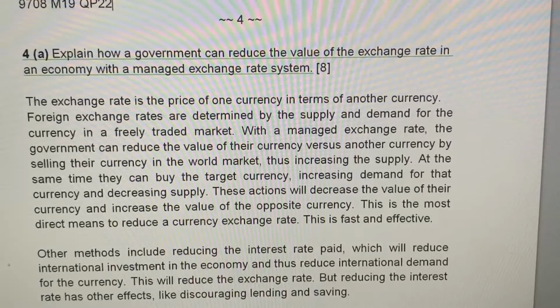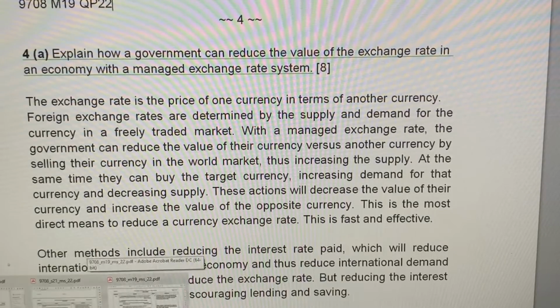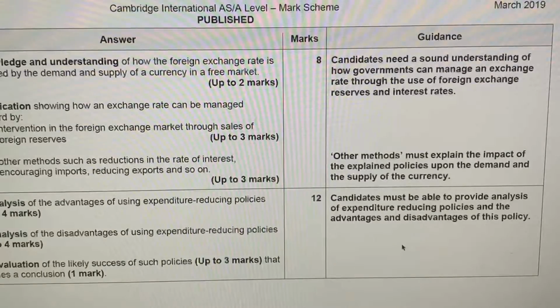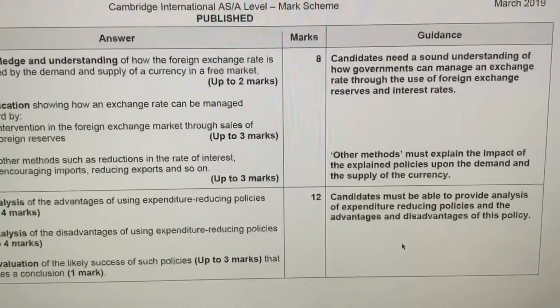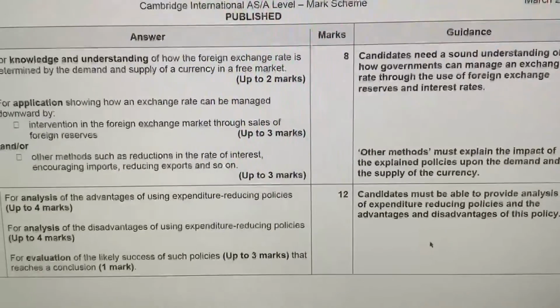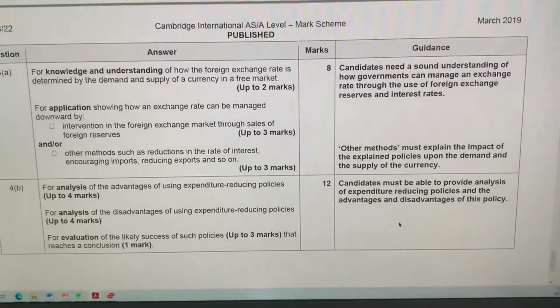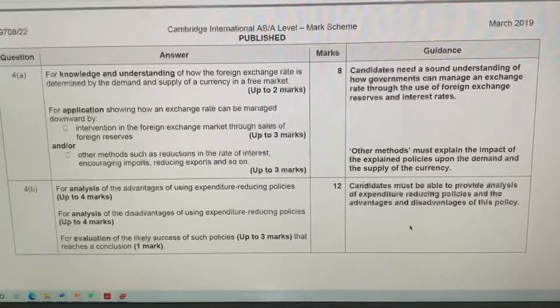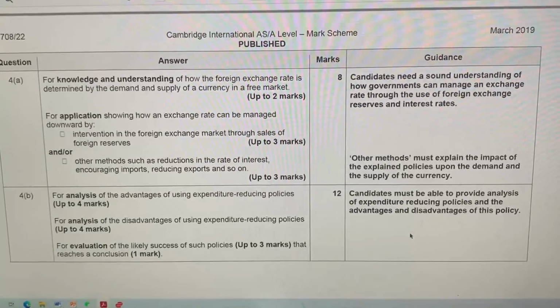Let's see, it's always good to look at your mark scheme. Hey, here's a mark scheme. Oh, it's a little off center, isn't it? Oops. Here, let's zoom out. Yeah, there it is. Okay.